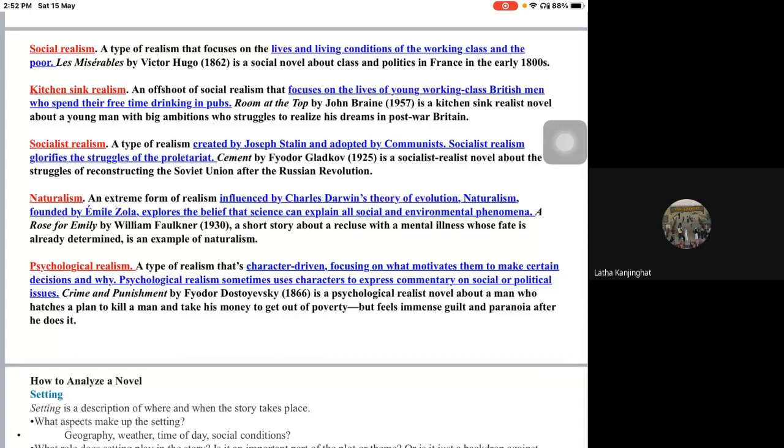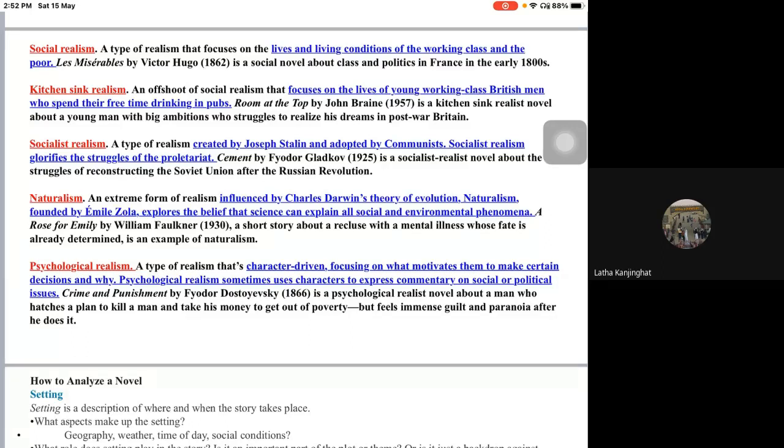Naturalism is an extreme form of realism. It was influenced by Darwin's theories of evolution. Naturalism was founded by Emile Zola. It explores the belief that science can explain all social and environmental phenomena. A Rose for Emily by Faulkner, a short story about a recluse with a mental illness whose fate is already determined, is an example of naturalism. So it is a kind of realism that believes science can explain every social and environmental phenomenon, which takes its roots from Darwin's theories of evolution. An important novelist in this regard is Emile Zola.